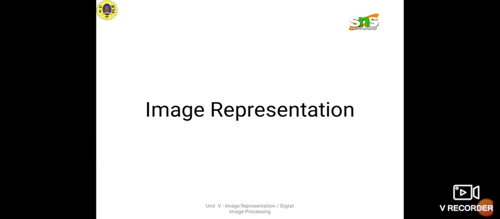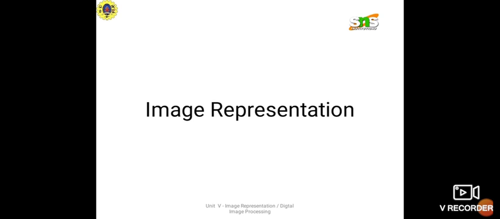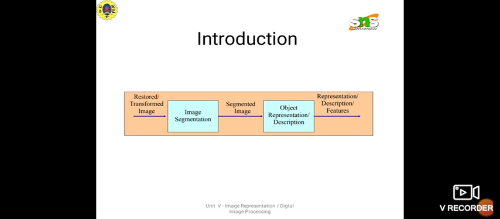Today's topic is image representation. So, what is image representation? After image segmentation, which we saw in the previous chapters, what we get is a raw region. From the image, a particular region is segmented out. That is the raw data that is given for an object representation or descriptor.